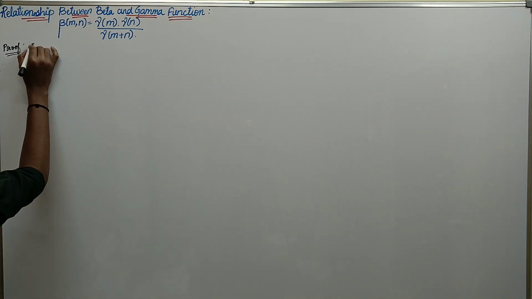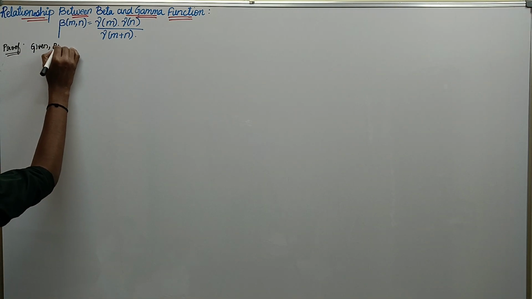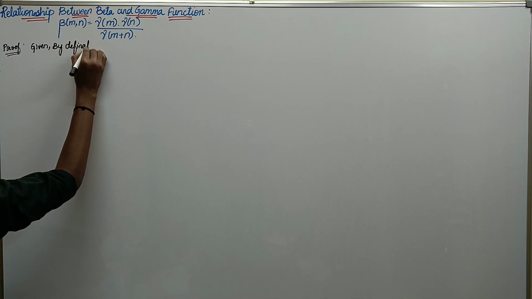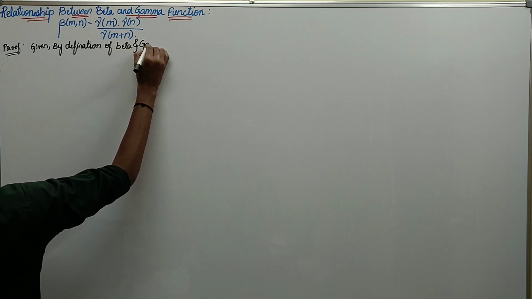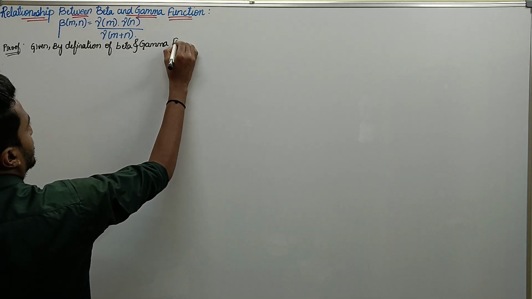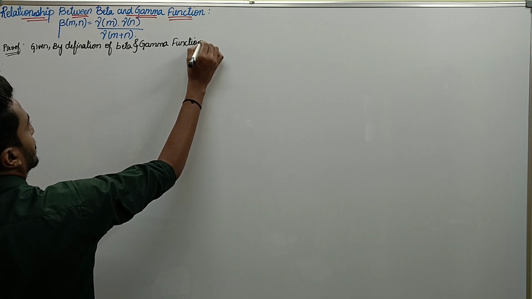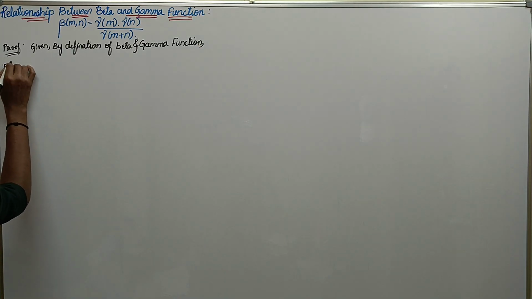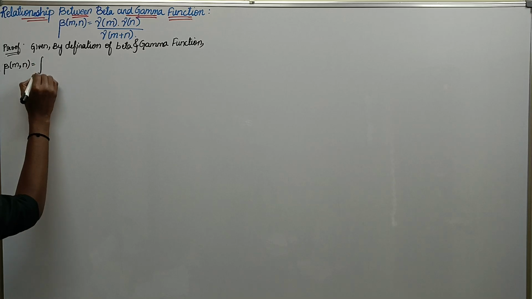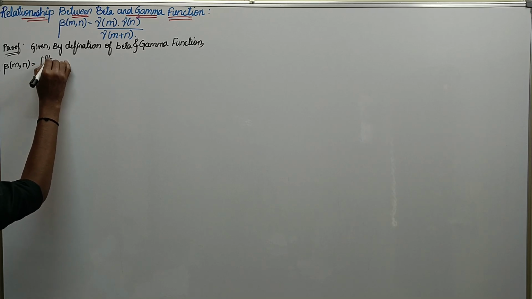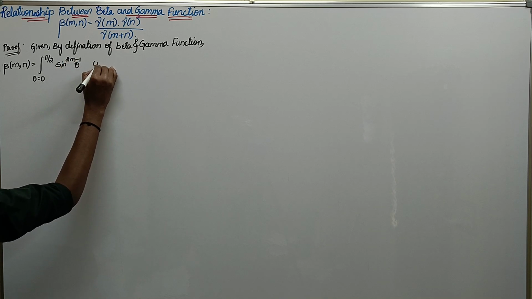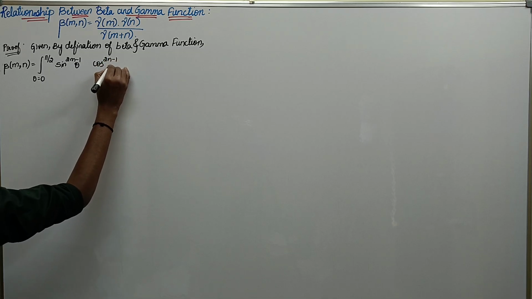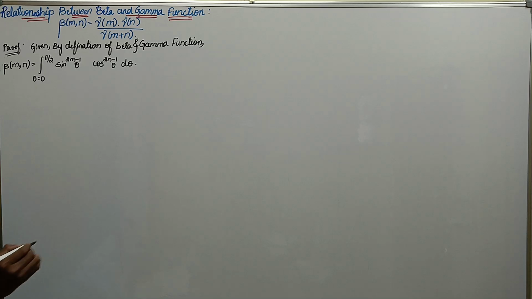First, by the definition of beta and gamma function, let us define beta of m comma n. Beta of m comma n is defined with respect to 0 to pi by 2 sine 2m minus 1 theta cos 2n minus 1 theta d theta. This is the definition of beta of m comma n.